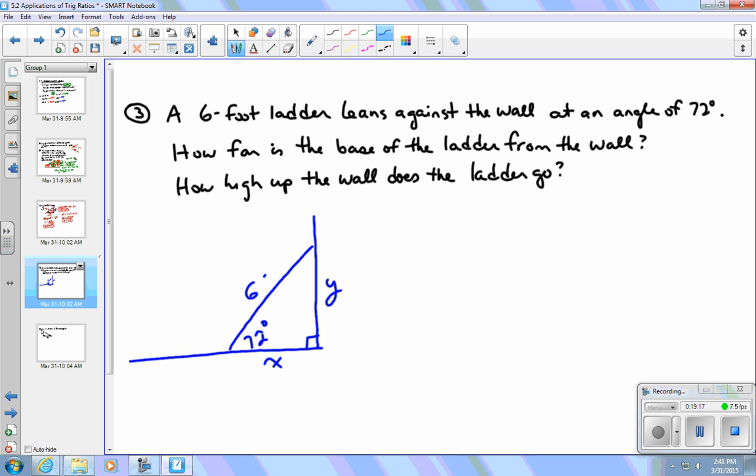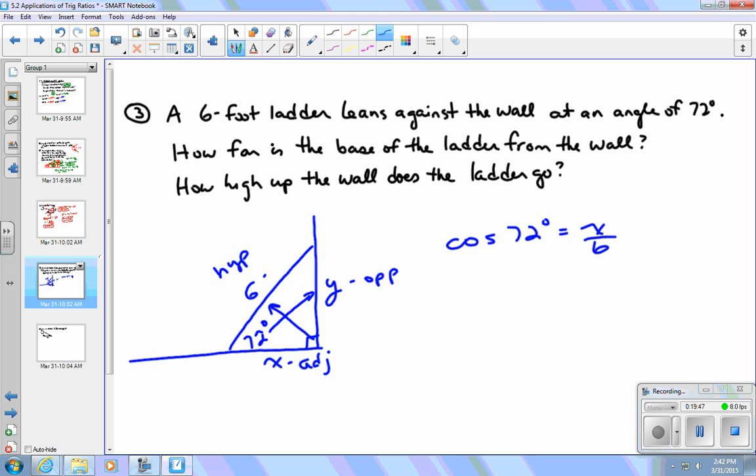For the triangle, I'm going to label the three sides. So 6 is my hypotenuse. For that 72 degrees, y is the opposite, and x is my adjacent. So to solve for x, the adjacent, and the 6, the other value that I know, is my hypotenuse. So adjacent and hypotenuse is cosine. So the cosine of 72 degrees is equal to x over 6.